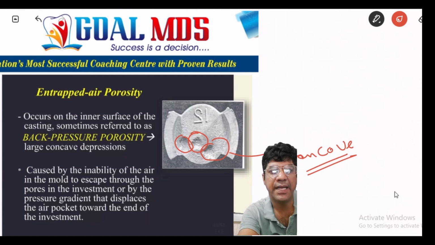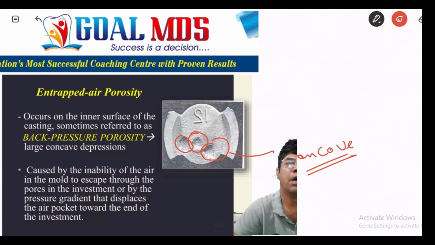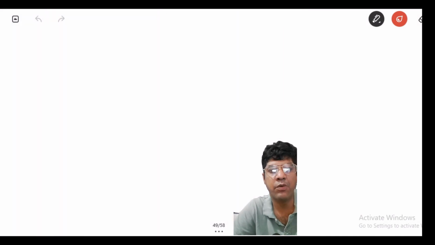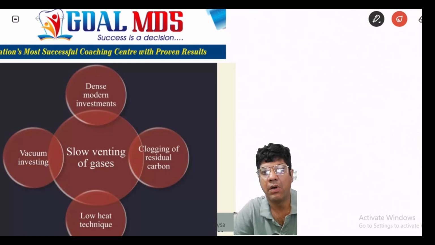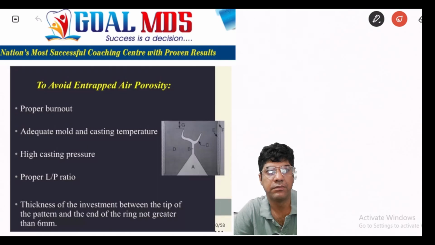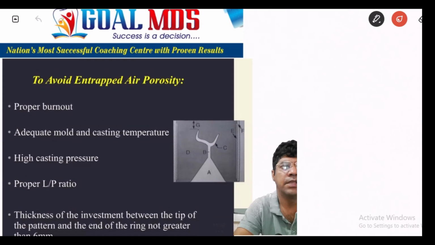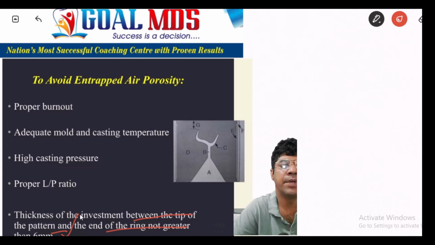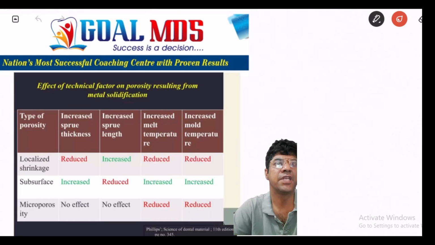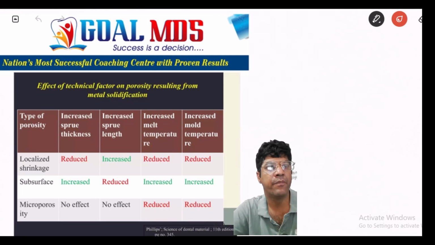So in order to eliminate air porosities, use proper burnout, maintain adequate mold casting temperature, apply sufficient casting pressure, and optimize the liquid to powder ratio. Another important thing is the thickness of the investment between the tip of the pattern and the end of the ring. It should not be greater than 6 mm. So this chart is very important from your exam point of view.